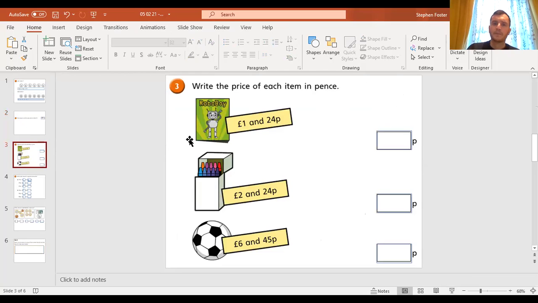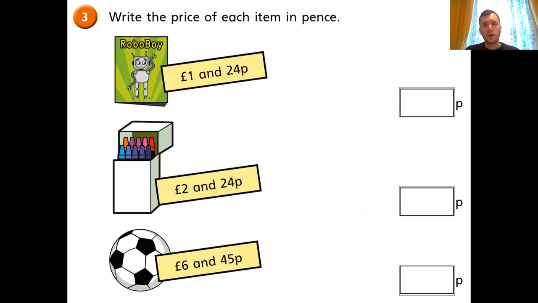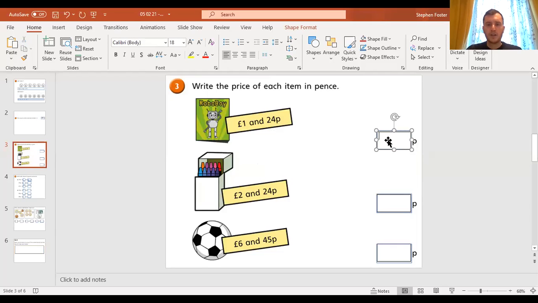Next one. Write the price of each item in pence. £1 and 24p, £2 and 24p, and £6 and 45p. And you've got to write that as pence. So, as always, pause the video if you want a bit of extra time, and I'll show the answers just now.